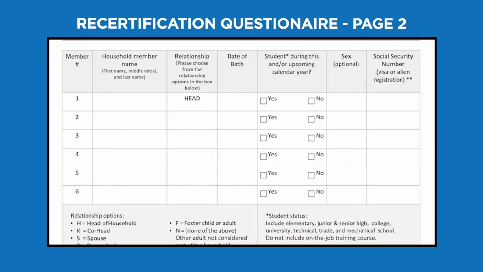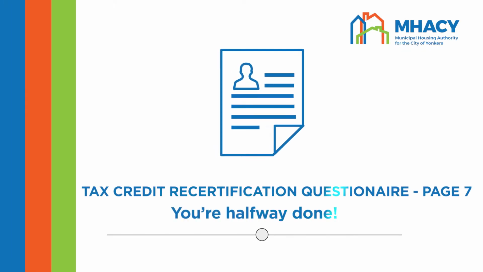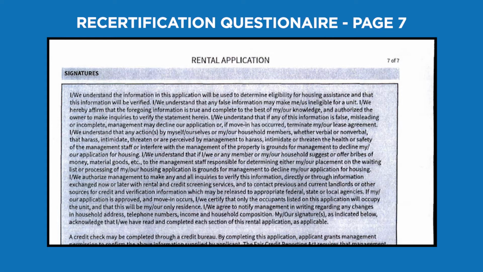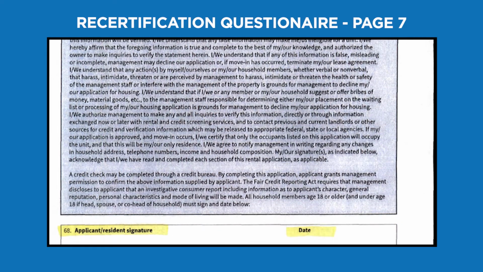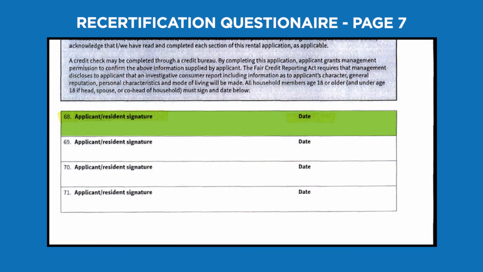Then go to page 2. Find the person in your household that receives the SSI. Go back to page 6 and write down the number of the household member. Lastly, write the name of the source, which will be SSI. On page 7 of the questionnaire, all household members 18 or older will sign and date.